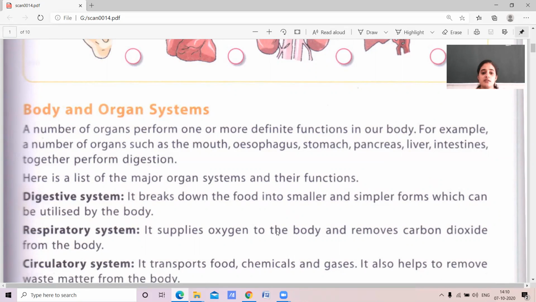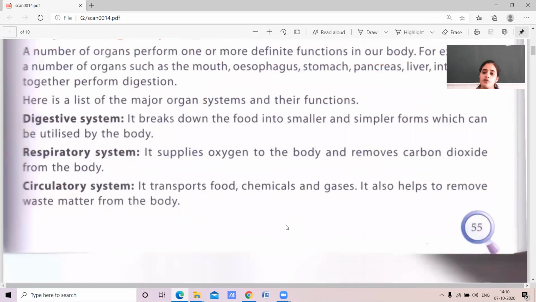Okay. Here is a list of major organ systems and their functions. The first one is the digestive system. So, the first and foremost thing, whatever food you eat, it should be digested. That is the first process that takes place in our body. Is it? Yes.